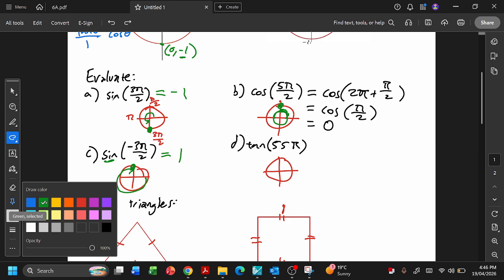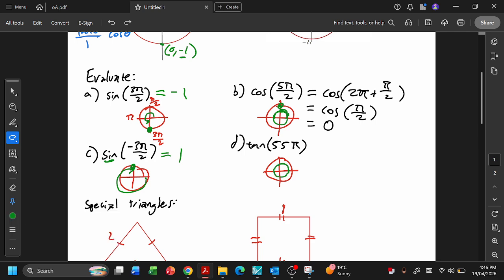if we start here and rotate 2 pi radians, that puts us here. If we were to rotate 4 pi radians, it puts us here, 6 pi, 8 pi, 10 pi. If there's an even number of pi radians, we'll end up over here. If it's an odd number of pi radians, we're going to end up over here.